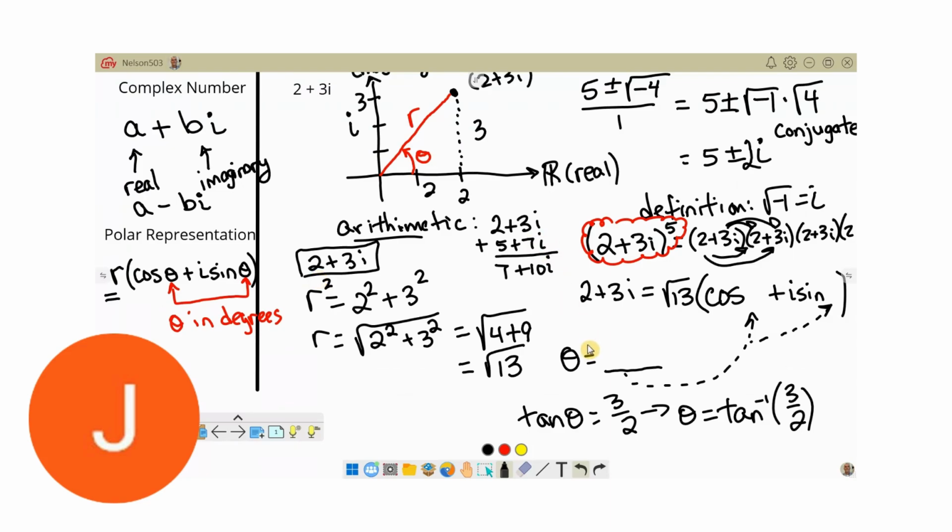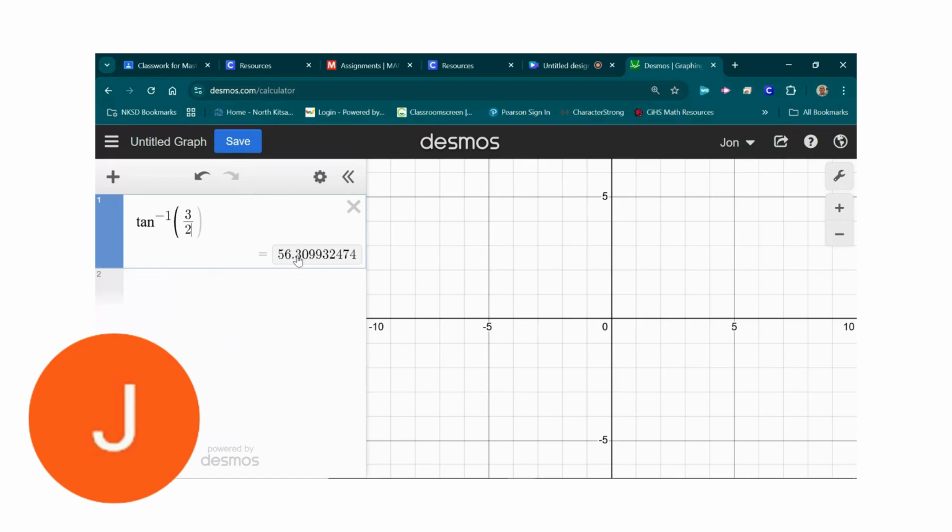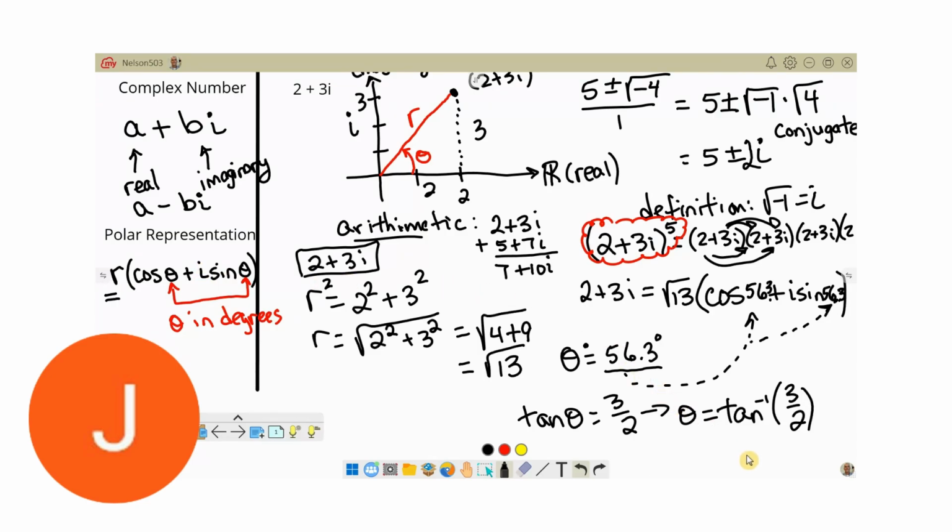So let me put a little dot over my equal sign and put 56.3 degrees, and then I'm going to come up here and put 56.3. Sorry, I don't have enough space. Hopefully you can zoom in and see that. Let me make sure I have the right number here. I do have 56.3, don't I? I did inverse tangent of 3 over 2. Hopefully I didn't make any mistakes.